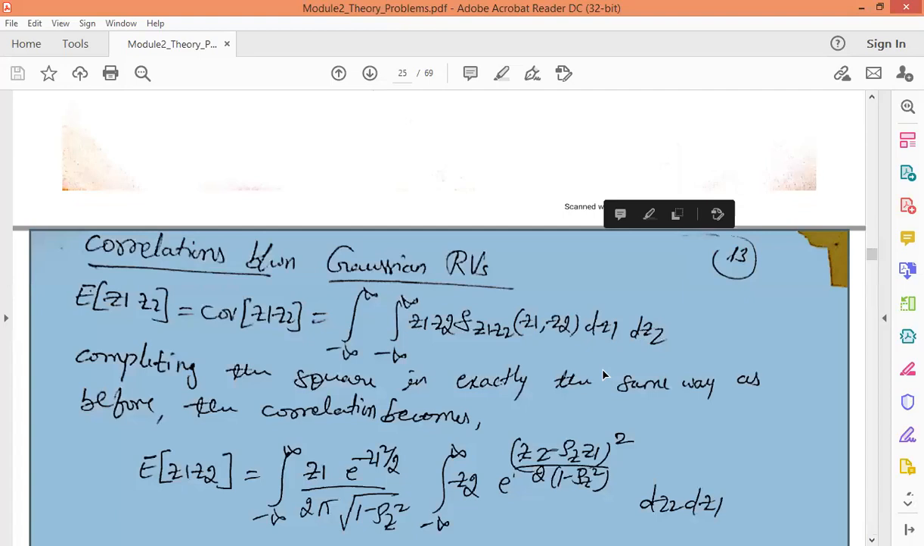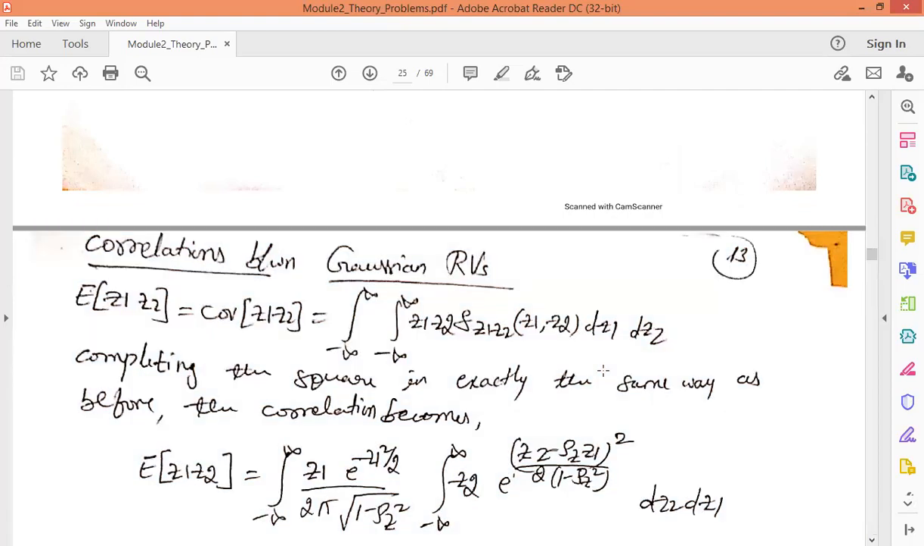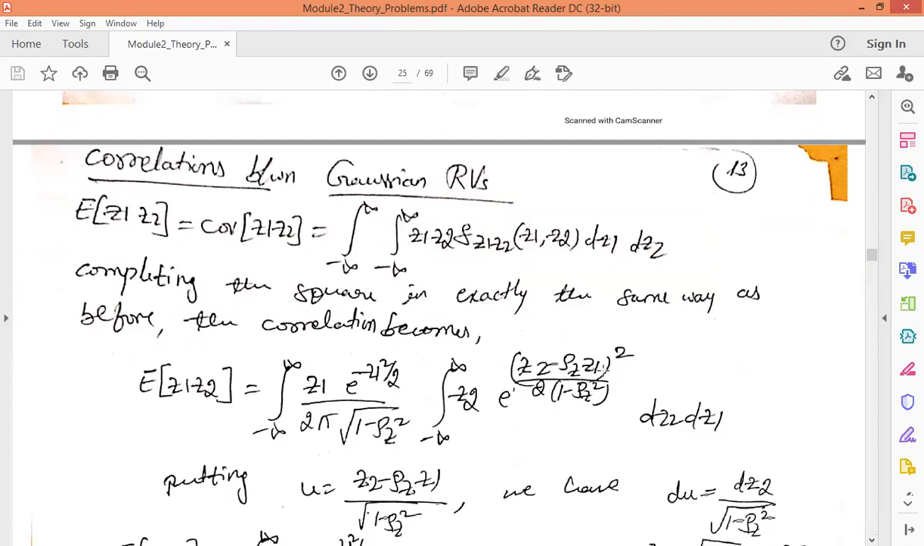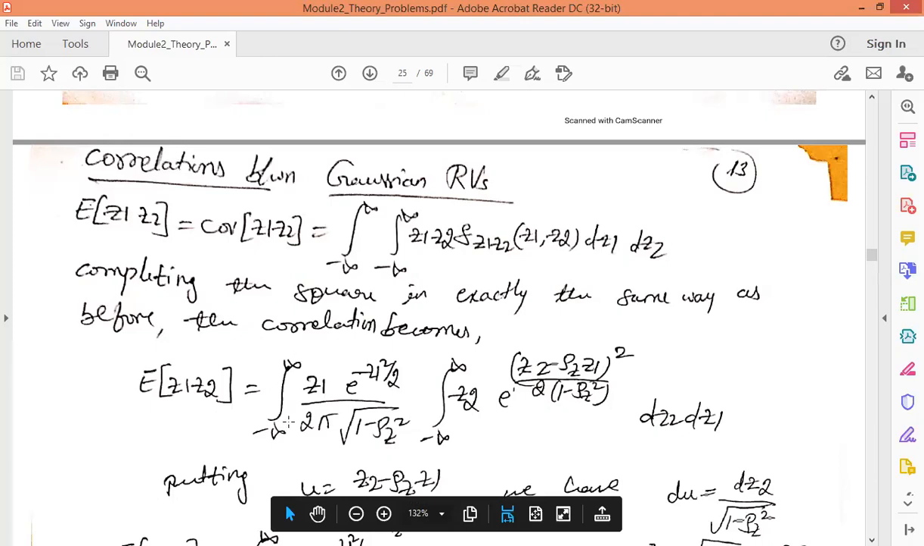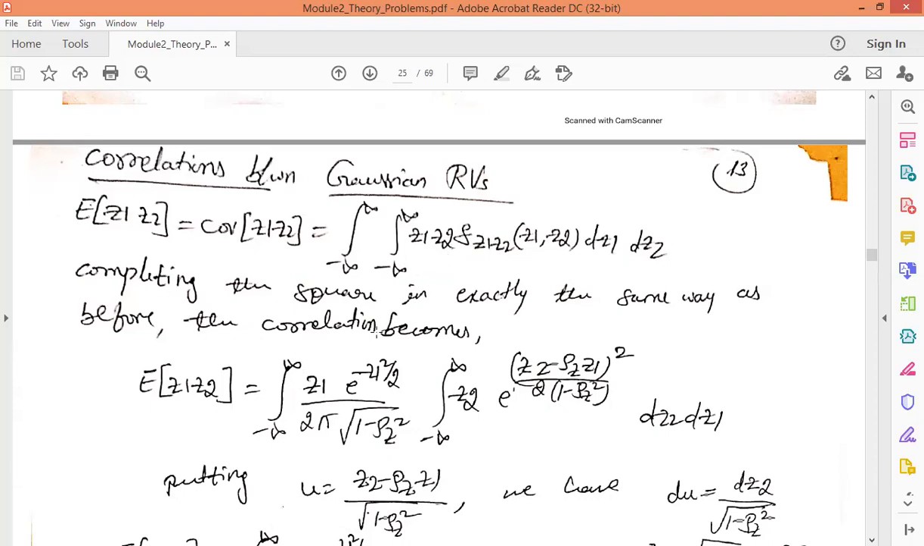Now, in order to simplify this and get the equation of correlation, once again we'll go with the method of completing the square. Whatever we have done previously to get the answer, here also we are going to make use of the technique of completing the square. Using that concept, the expectation of Z1 Z2 can be written within the first integral, from minus infinity to plus infinity. Here we are going to separate these independent variables, so z1 z2 f_{Z1,Z2}(z1, z2) can be written as f_{Z1}(z1) and f_{Z2}(z2).